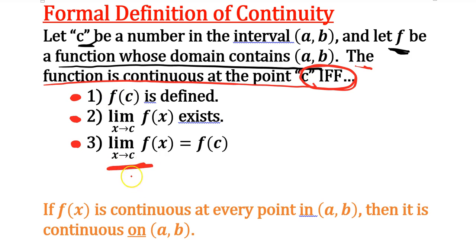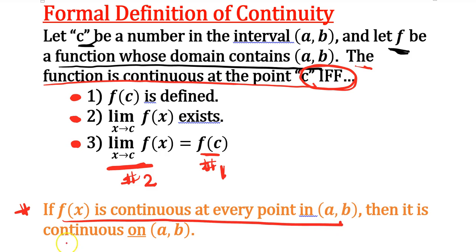So this value in number 2, our answer, has to equal the function value, which we found as our answer in number 1. If those two are not equal to each other, then we would say that there's a point of discontinuity at the value of c, or that the function would not have a point of continuity at that value in question. So this is an overall blanket statement. If f of x is continuous at every point in a and b, then it's continuous on the interval from a to b.